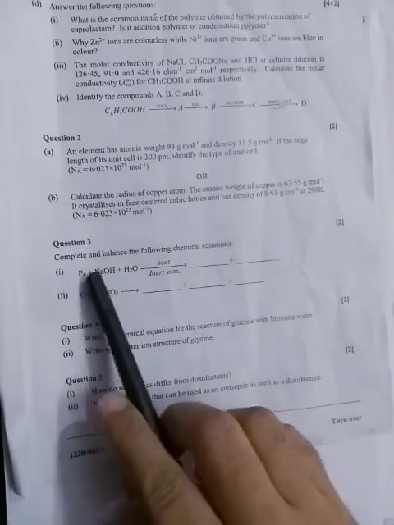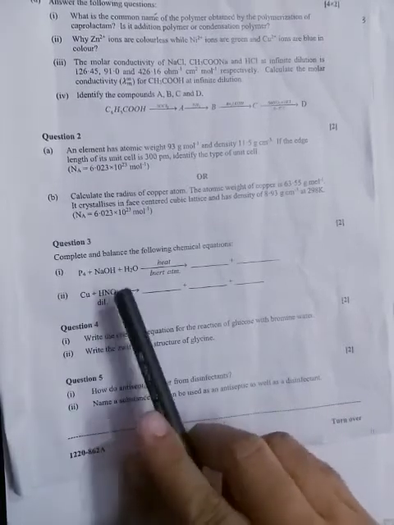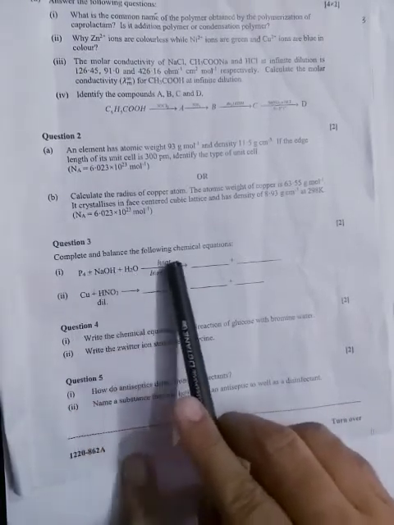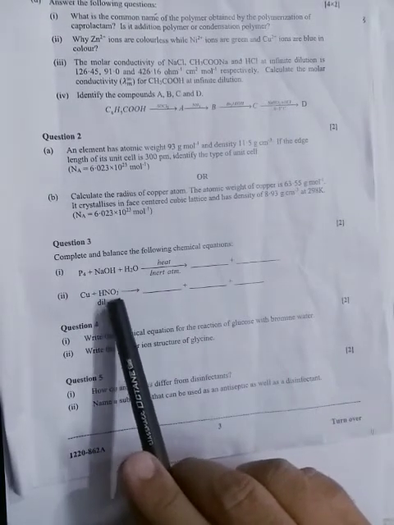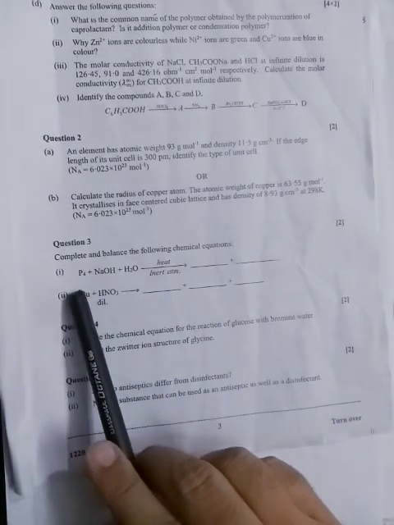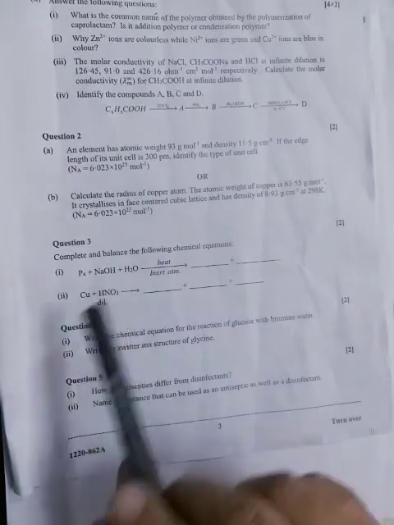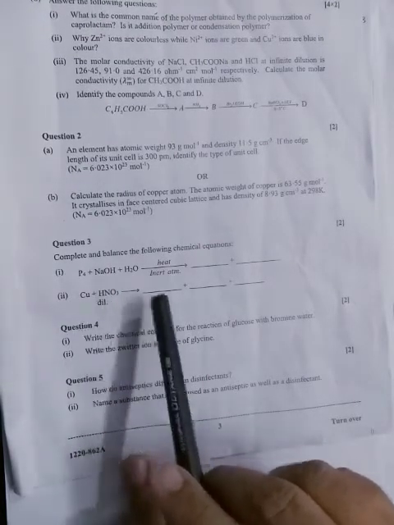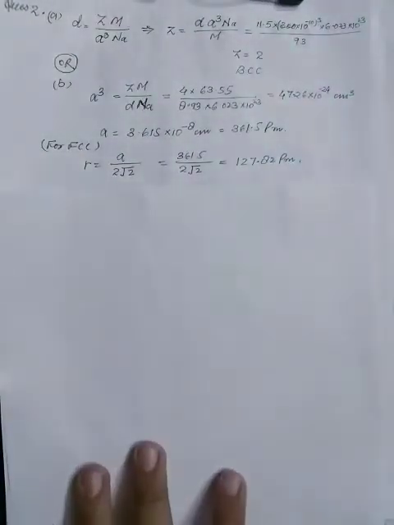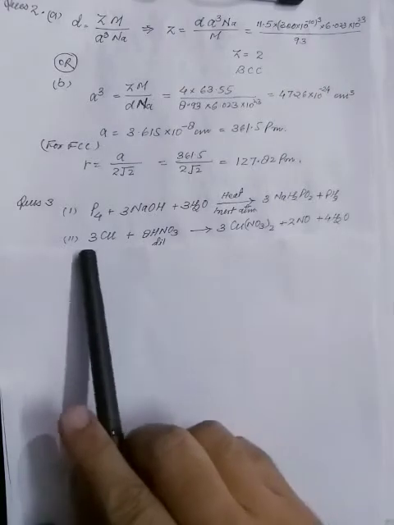Now question number 3, which has only one question: complete and balance the following chemical equation. This question belongs to the P block. Phosphorus treated with sodium hydroxide, it is always an important question. Copper is treated with dilute nitric acid. Here you are going to write the balanced chemical equation, because most of the students are not writing the balanced chemical equation. So what is the answer?